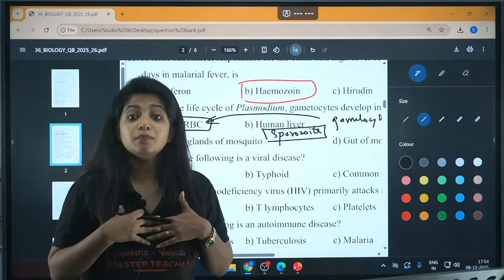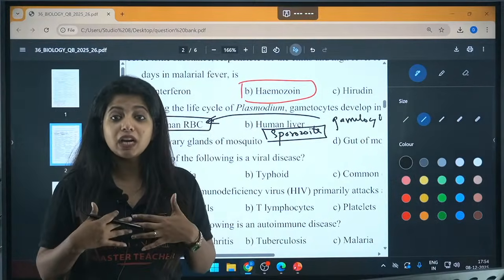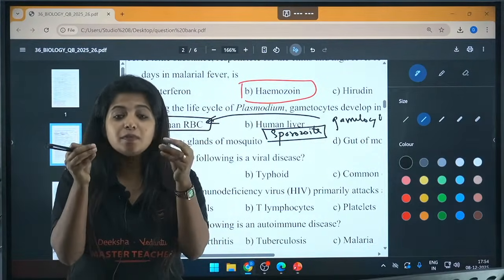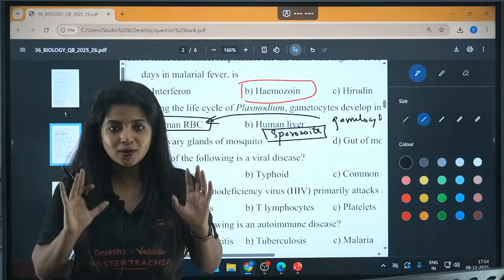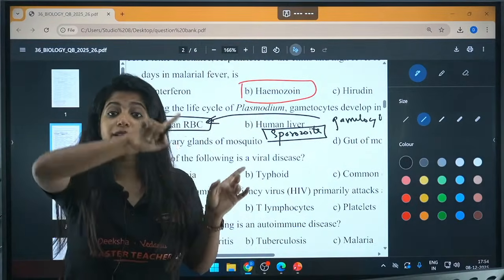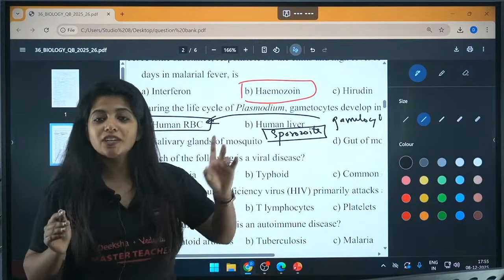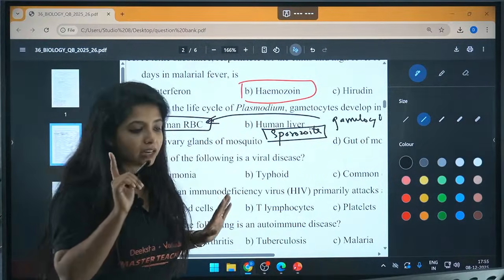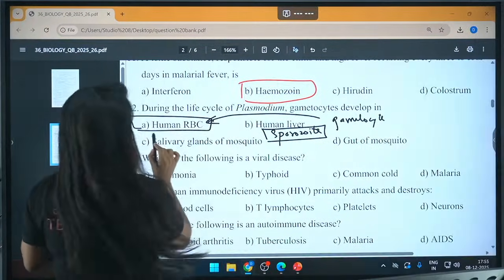Now within the mosquito's gut, suppose I am the mosquito. In the mosquito's gut, the gametocytes are going to form gametes, and these gametes are going to fuse. And the whole thing happens out there. So sexual reproduction happens in the body of the mosquito. Asexual reproduction happens in our body, and in human RBC you get gametocytes. Never forget this. Okay, which is why your answer for this question would be A.